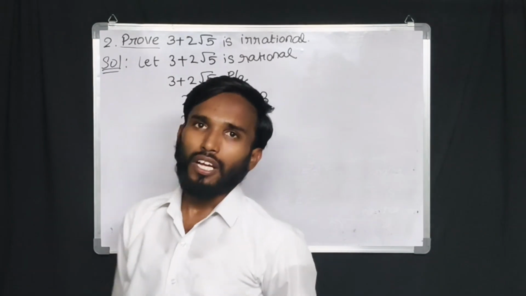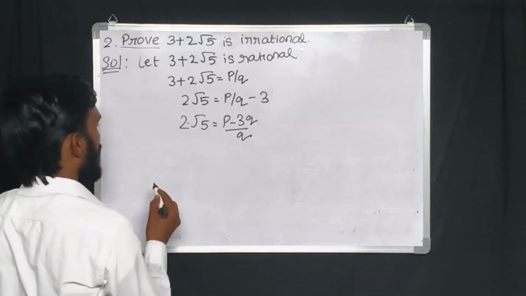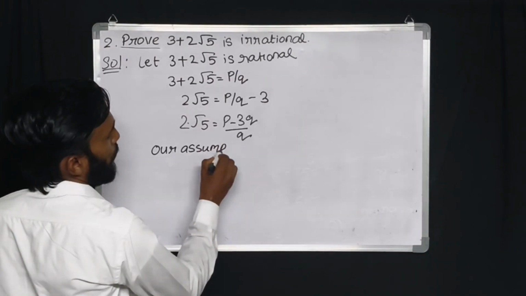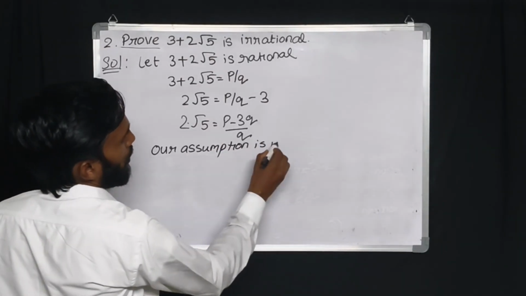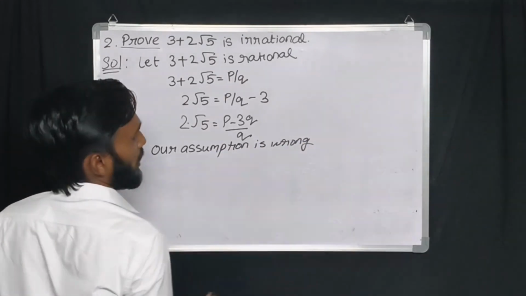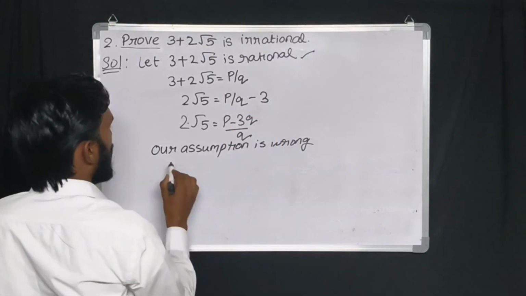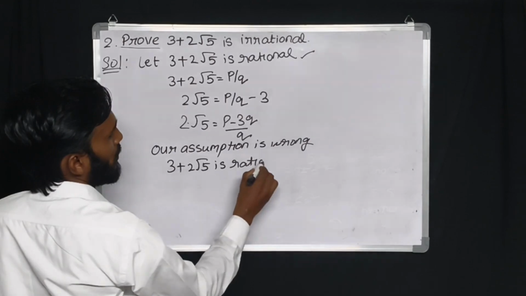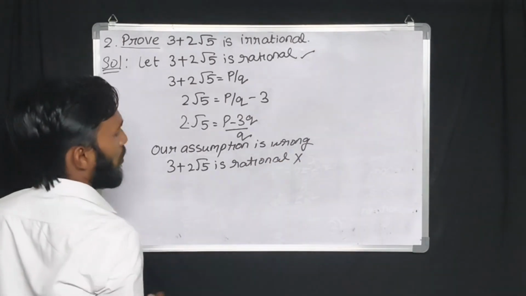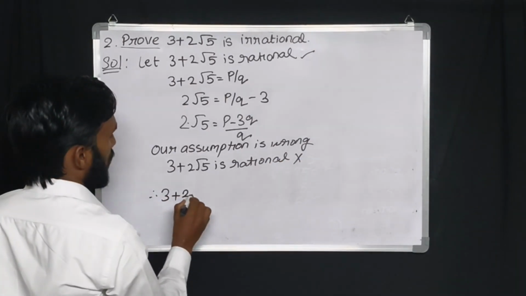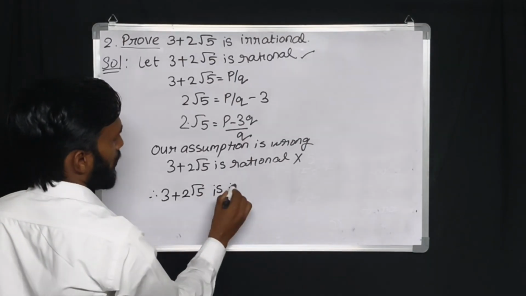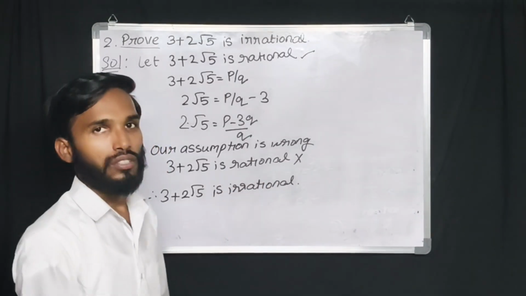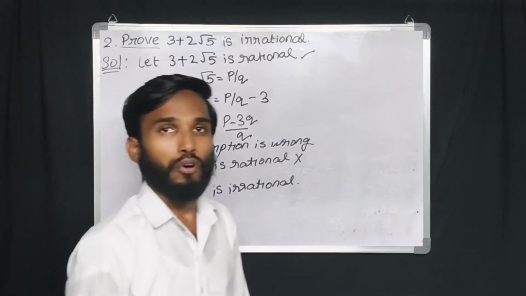No, never. So we can say easily that our assumption is wrong. What is our assumption? That 3 plus 2 root 5 is rational. This is wrong. Therefore, 3 plus 2 root 5 is irrational. So this is the exercise 1.2 second problem.